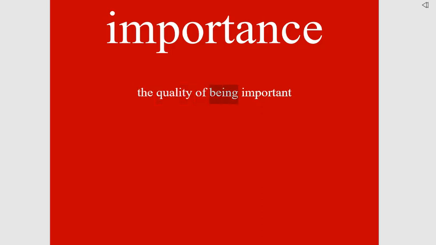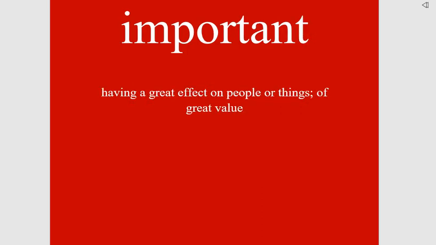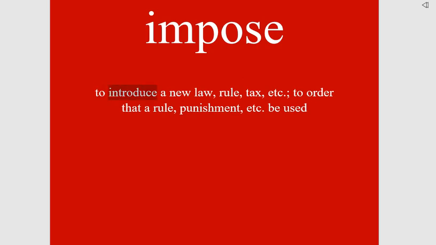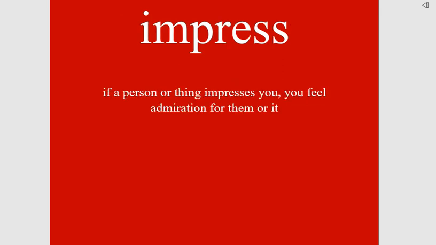Importance. The quality of being important. Important. Having a great effect on people or things, of great value. Importantly. Used for saying that something is important. Impose. To introduce a new law, rule, tax, etc., to order that a rule, punishment, etc. be used. Impossible. That cannot exist or be done, not possible. Impress. If a person or thing impresses you, you feel admiration for them or it.